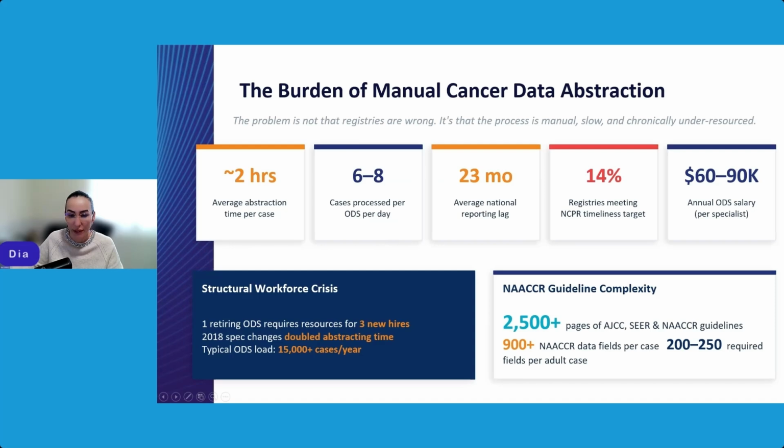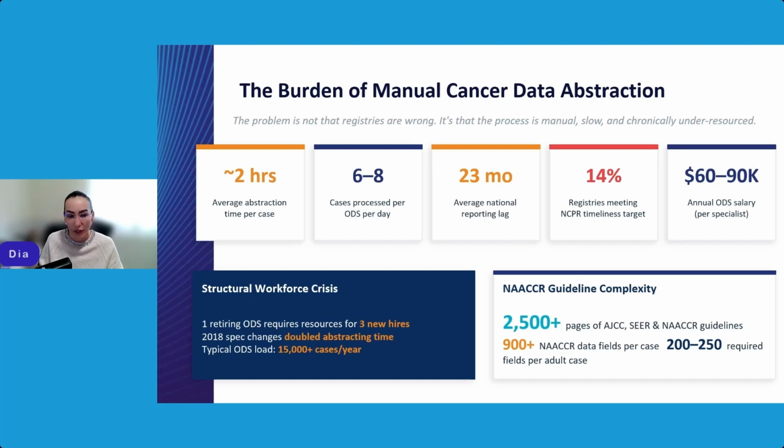So why does this delay exist? Let's look at the reality of manual abstraction. Now, each cancer case takes about 2 hours to process manually. A trained specialist, called an Oncology data specialist, or ODS, can complete 6 to 8 cases per day and around 15,000 cases per year. Each ODS earns between $60,000 and $90,000 per year.